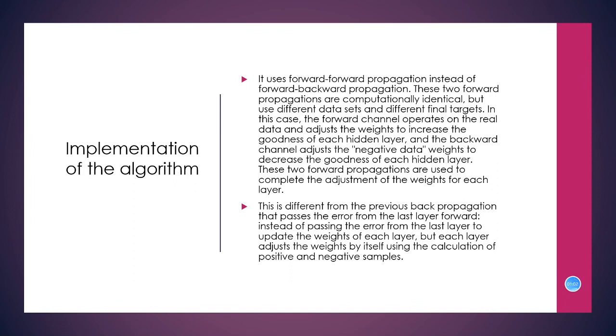This is different from the previous backpropagation that passes the error from the last layer forward. Instead of passing the error from the last layer to update the weights of each layer, each layer adjusts the weights by itself using the calculation of positive and negative samples.